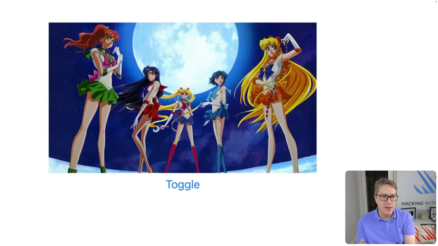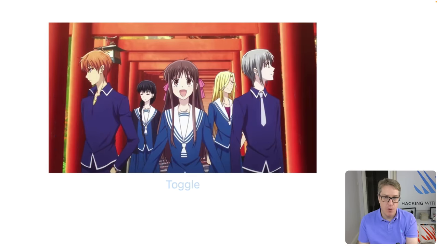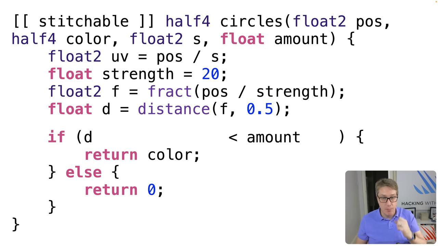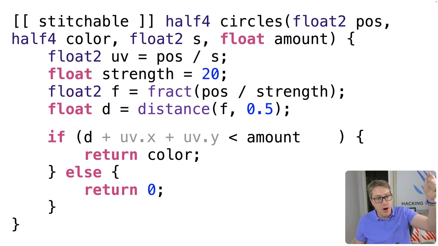Because we know where we are on the screen. What we can say, in our current code, is if our distance is less than the amount, so distance 0, amount 0, fine, whatever, but when we're further away, then send back transparent. And as it grows and grows, it sends back more of the other picture. We can make this better. Rather than checking distance alone, we can add a little bit more. We can take our distance from the center of the circle, but factor in our UVX and our UVY. Again, 0 to 1 on X and Y.